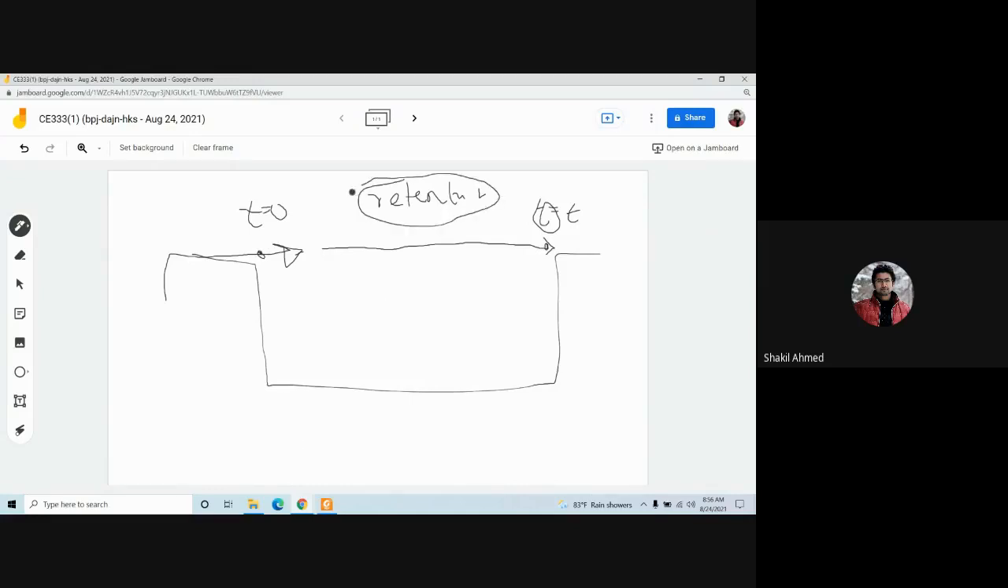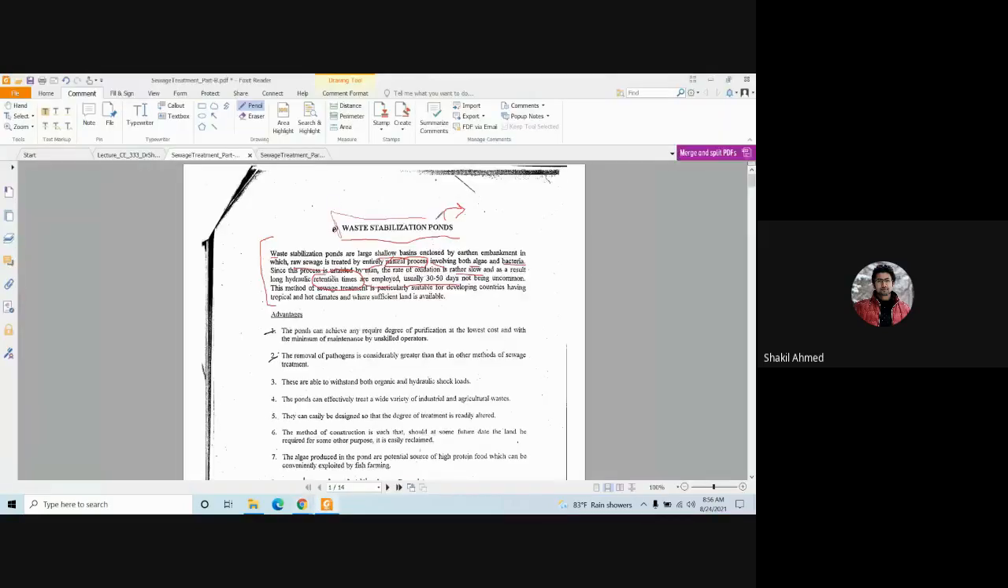Since this process is slow, you have to provide a long retention time so that the waste gets in touch with the microorganisms for a sufficient amount of time. That's why the size of the pond is larger. So you need large space for waste stabilization ponds. So that's a disadvantage actually. Did I make it clear?